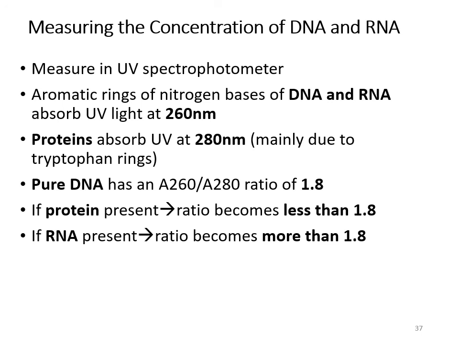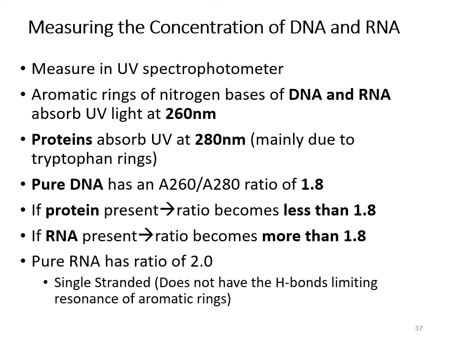If RNA is what's actually contaminating your sample, then instead, this top number gets bigger, because of the difference in terms of uracil and the single-stranded nature, it ends up having the pure ratio of 2.0.